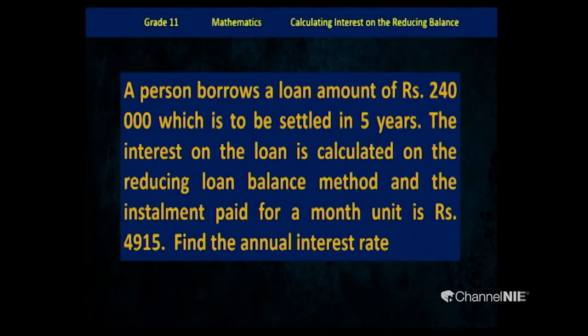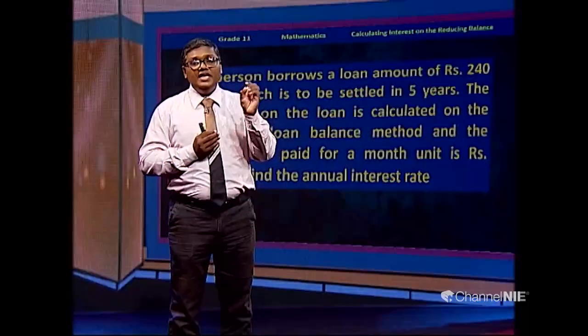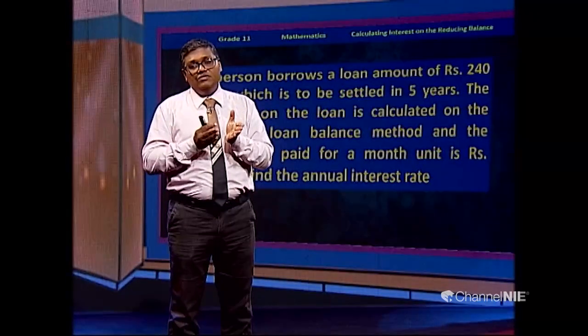Now this is the second type of question. In the first type, we studied how to find the value of a monthly installment. The second type is how to find the annual interest rate. They have given the value of a monthly unit, and using the value of the monthly unit and other information, we have to find the annual interest rate.